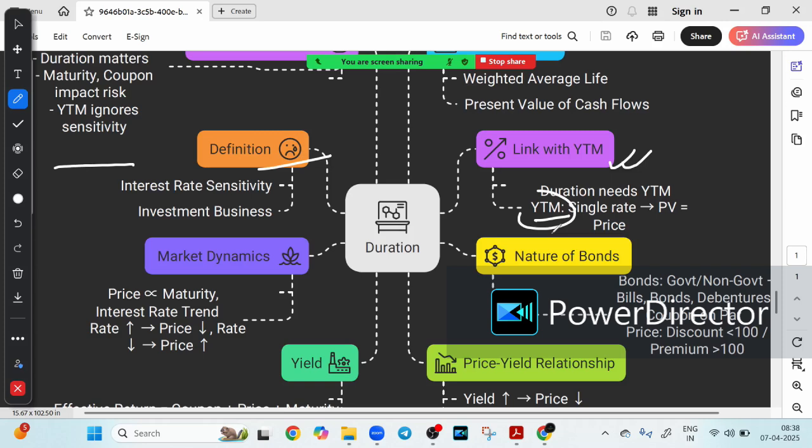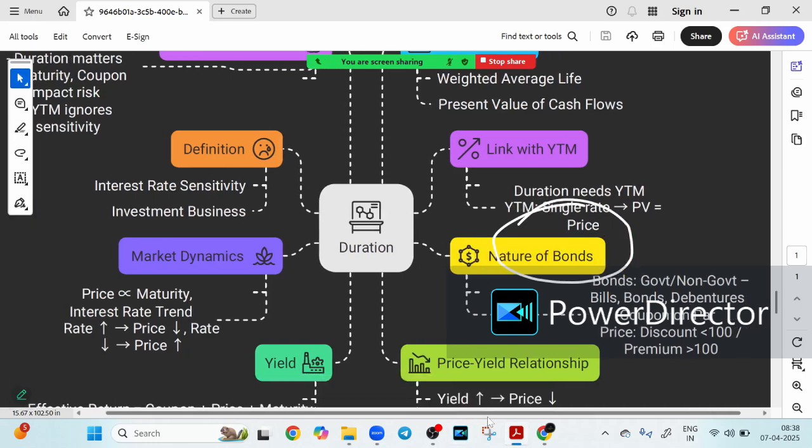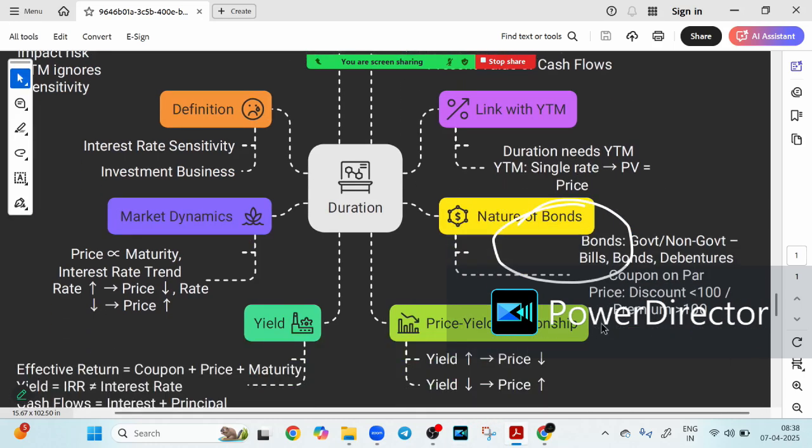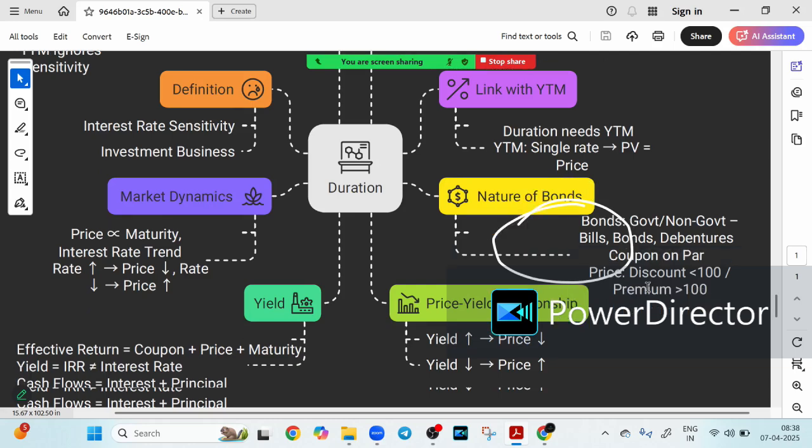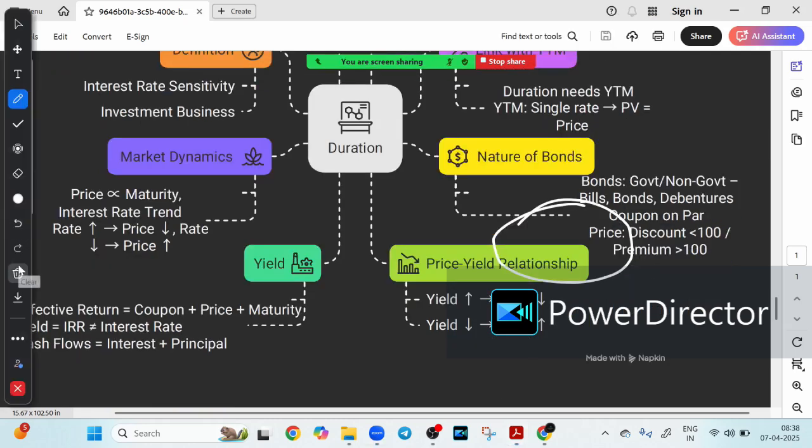If we talk about the nature of the bond, here you can see on the right hand side, different bonds, different behavior. We have government bonds, non-government bonds, bills, debentures, right? So a bond can be priced at par, discount or premium depending on the market yield. Now the price yield relationship, here you can see at the bottom. It is quite simple. When yield increases, price decreases. When yield decreases, price increases. This inverse relationship forms the basis of most bond trading strategies, and duration helps quantify that effect.